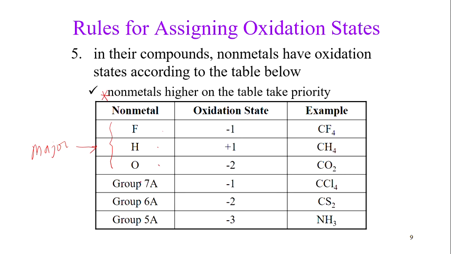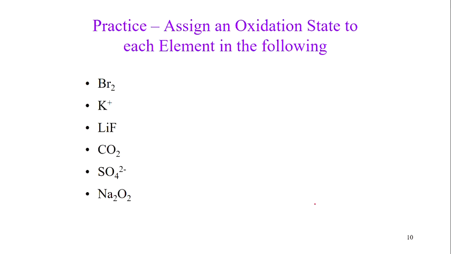Group number seven, 1 negative, six, 2 negative, five, 3 negative. So guys, it means most likely we have an oxidation number like the charge number. Group number seven, what is the charge for them? 1 negative. Group number six, 2 negative. Group number five, 3 negative. But this is not always. It depends on the compounds. I may ask you to only work on the definitions that we have in our class.